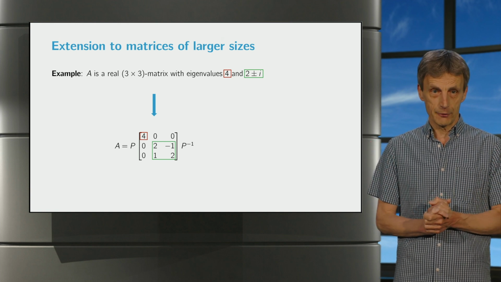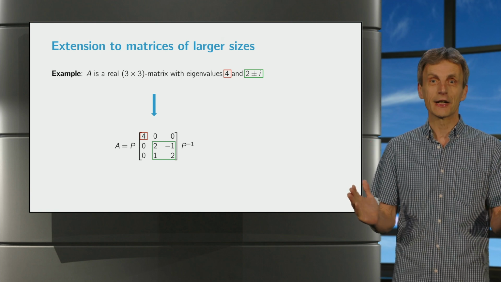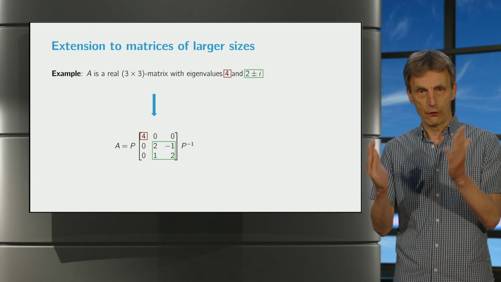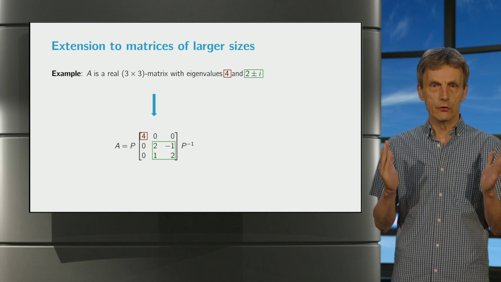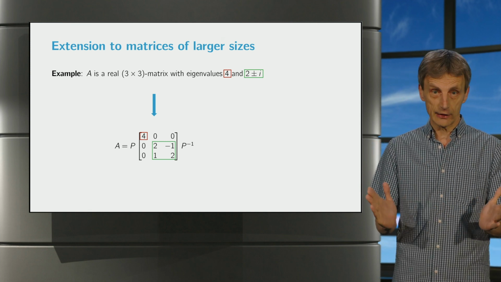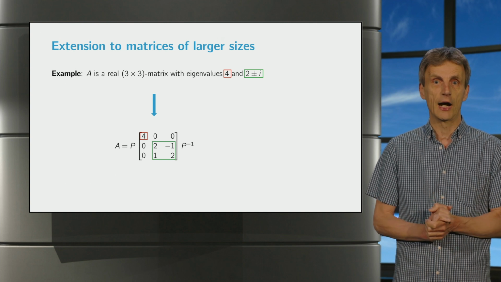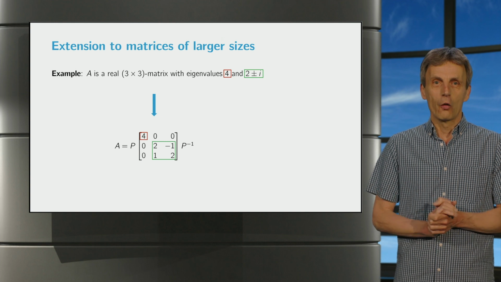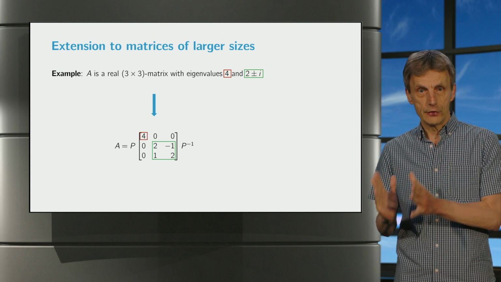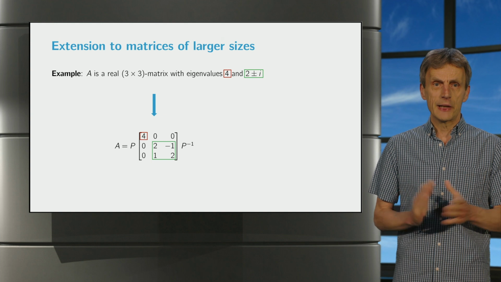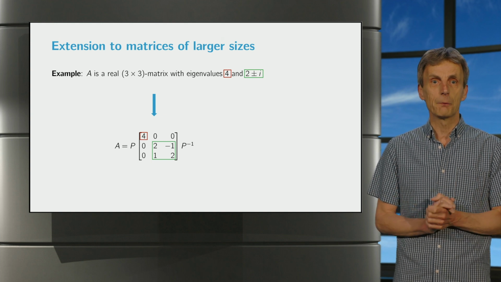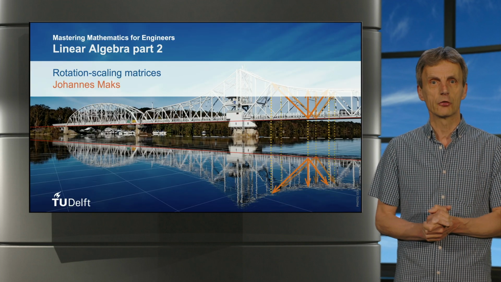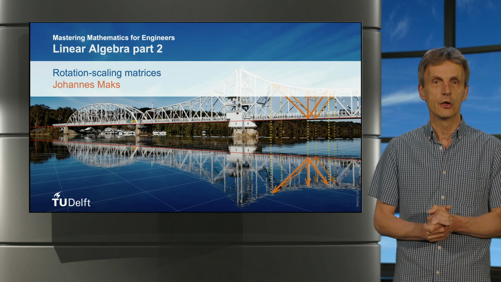The first column of the matrix P has to be an eigenvector of A of the real eigenvalue 4, and the second and the third column of P have to be the real and imaginary parts of an eigenvector of A corresponding to the complex eigenvalue 2 minus i. So, although A itself is a 3x3 matrix, the geometrical significance of the pair of complex eigenvalues 2 plus or minus i is still captured by a 2x2 rotation scaling matrix.